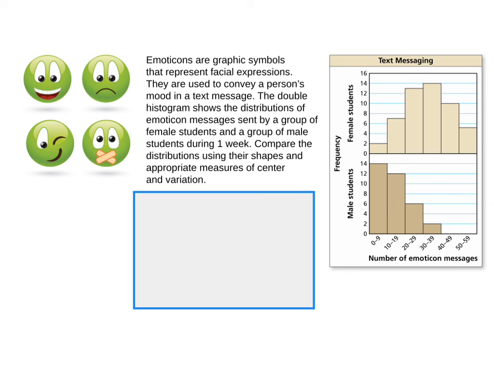Emojicons are graphic symbols that represent facial expressions. There's a double histogram. That just means 2 histograms together. Compare the distributions and an appropriate measure of center. Well, for the female, we have a very symmetric, normal looking curve. So for the ladies, I would say because it is symmetric, the mean, which is x with a bar on top of it, is the shortcut symbol, is the best measure of center.